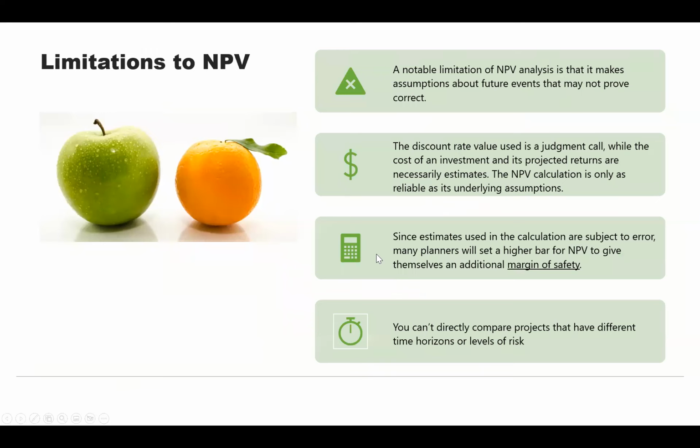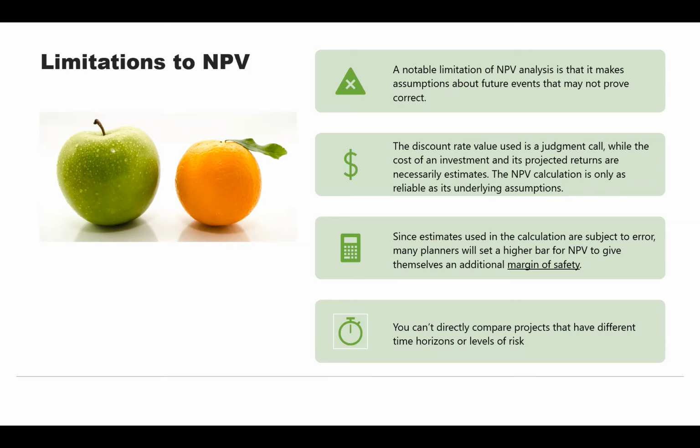So a limitation of net present value is that it makes a lot of assumptions about future events that may not prove to be correct. You're the one building that model, based on your enterprise budgets. But it could be that 10 years down the road, things really change. So the further out you're projecting the future, the less certain it is. The discount rate value is a judgment call. The cost of the investment and projected returns are estimates. So it's only as reliable as its underlying assumptions.